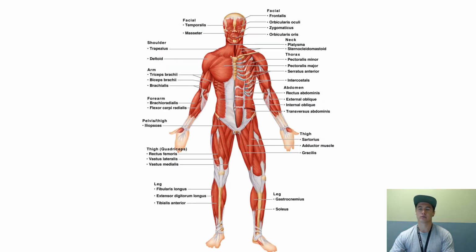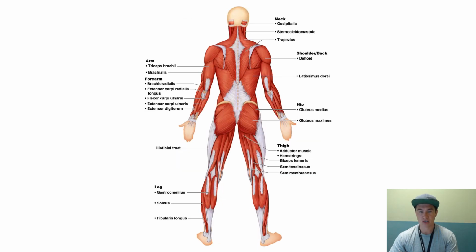And here's a full diagram of labeled muscles, anterior view, so the front view. This is an anterior view. This model is in the anatomical position. And the posterior view, so from the back. This model is in the anatomical position.